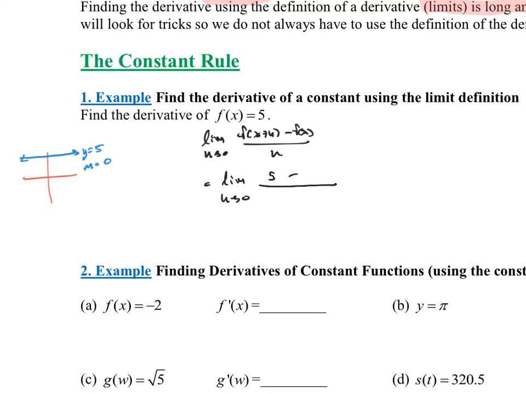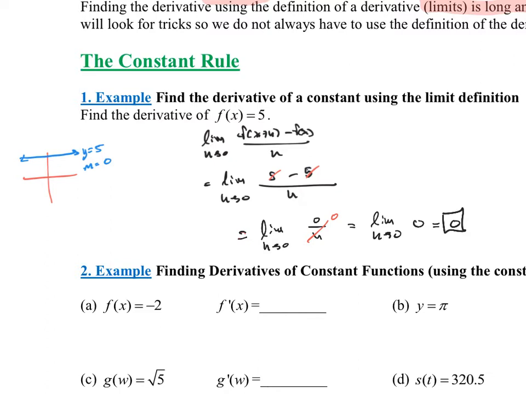Well, what's the original function? The original function is just 5, and that's all over h. So that's f of x plus h minus f of x all over h. Well, notice 5 minus 5 is 0. So what we really have here is the limit as h approaches 0 of 0 over h. And 0 divided by any number is just 0. We do have a number on bottom, so it's not undefined. So this is the limit as h approaches 0 of 0. And the limit of a constant is that constant, so the answer would be 0.